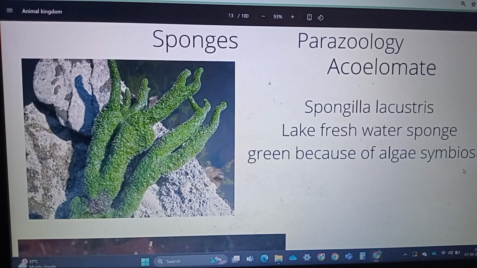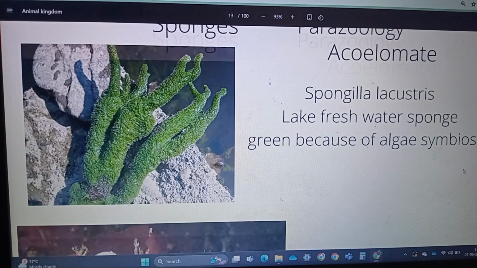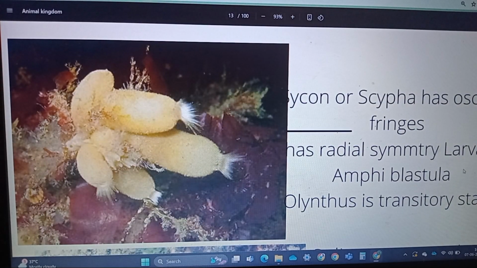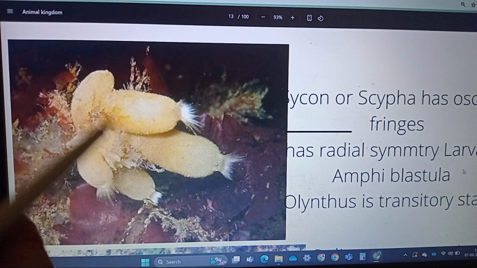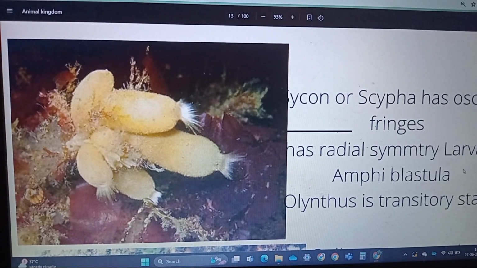Radial symmetry is present in this Scypha, which is an exception. The other name of Scypha is Sycon. Here oscular fringes are present and multiple ostia are present. The sponges are the primitive multicellular acoelomate animals which have the cellular level of organization.